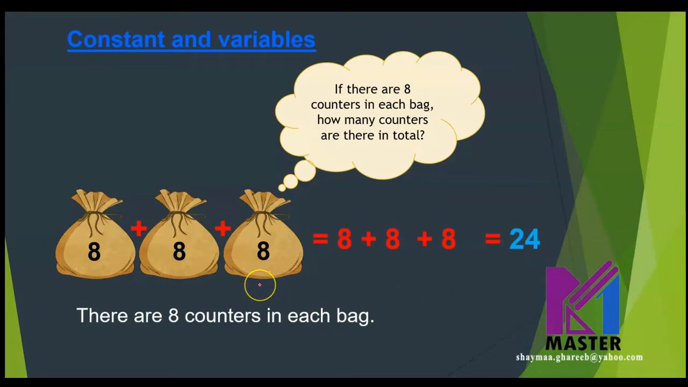Or I can do another way. I can just multiply the 8 by 3. So 8 times 3, which is 24. So far, all I have here are constants. Okay, so let's see another example which has variables.